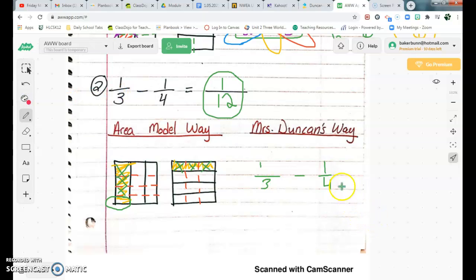All right, starting off with the butt of the butterfly. I'm going to go ahead and circle the butt of the butterfly. 3 times 4 is going to get me 12. So that's my denominator.